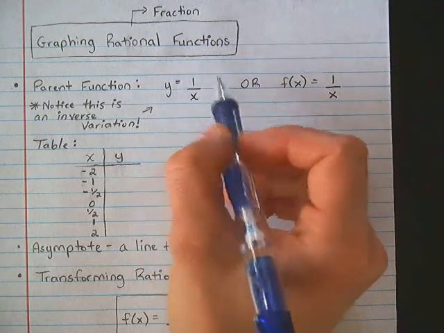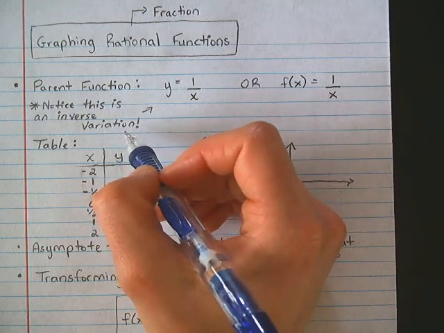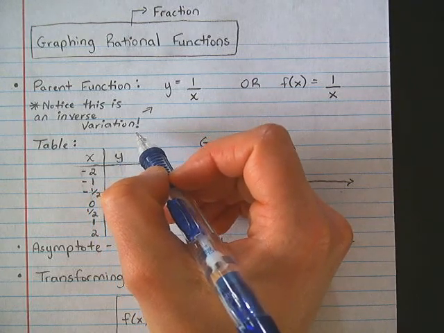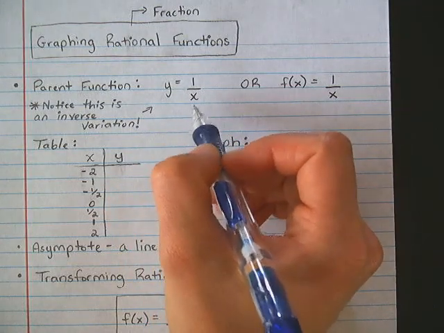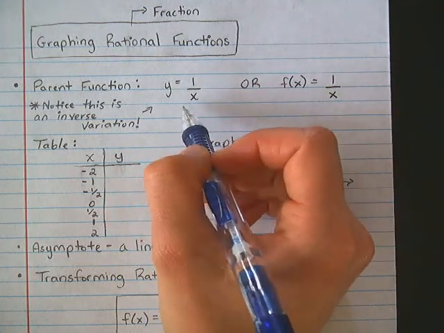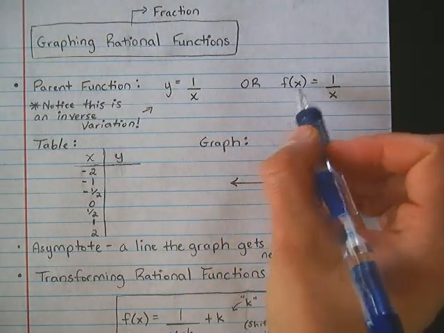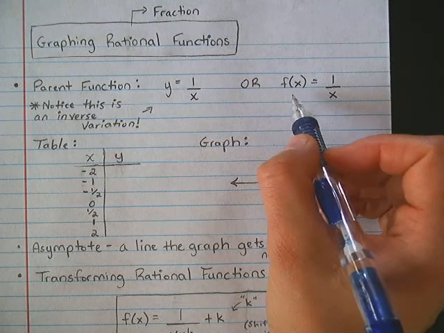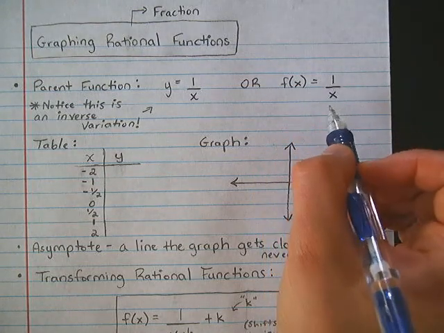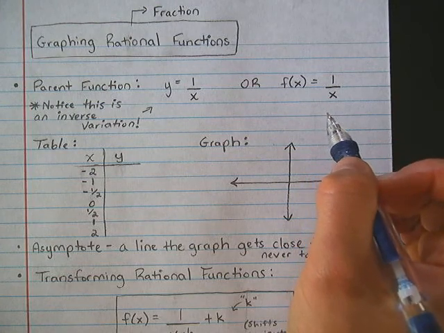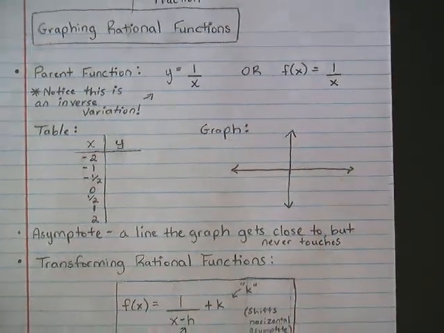And I do want you to notice something. This is an inverse variation, which is what you have been talking about the past couple days, and so it relates to what you've been talking about. The other way that they could write this is, instead of using the y, if you remember, y is the same thing as f of x. So it could also be written as f of x equals 1 over x. But that is the basic form of these functions, and so we're going to work on graphing them today.